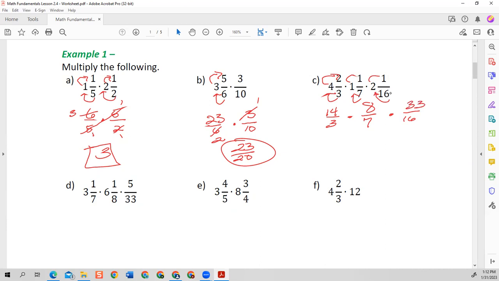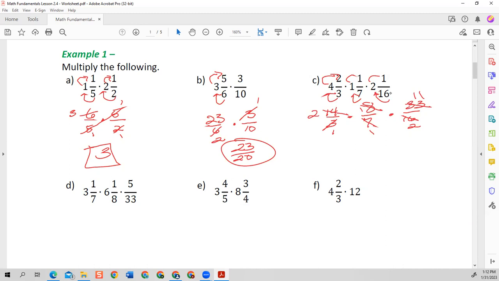Now, what you want to do is look at everything you've got on top and see if it has a number on the bottom that will reduce with it. I do see that 8 will go in itself once and go into 16 twice. I see that 3 will go into itself once and go into 33 11 times. I see 7 goes into itself once and goes into 14 2 times. So I was able to do all that.